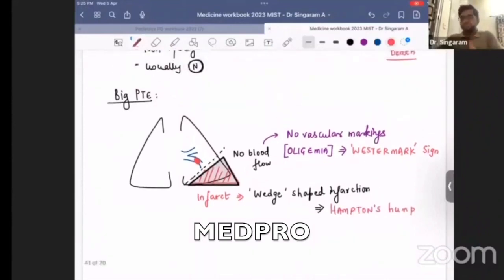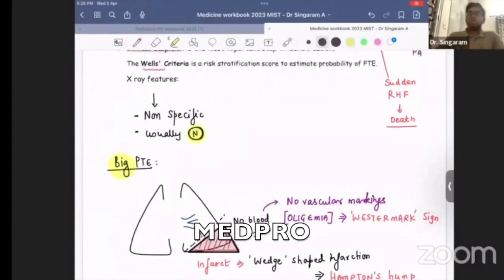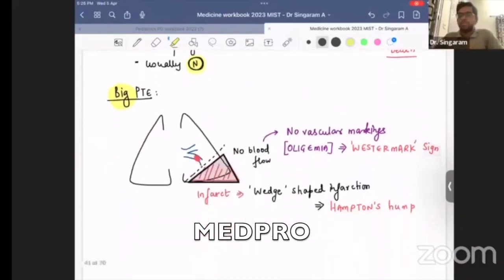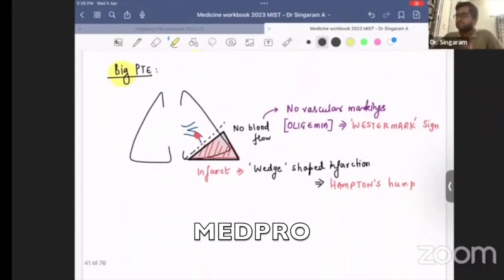Westermarck sign refers to the oligemia, and Hampton's hump refers to the wedge-shaped infarction. Are you able to follow this? But please remember, all these findings will be only for a big embolism. If it is a small embolism, usually the X-ray will be normal. You don't depend on X-ray to make a diagnosis of pulmonary embolism. This is purely for your MCQ purpose. The two commonly asked MCQs are the Westermarck sign and the Hampton sign. That's all. That's over.